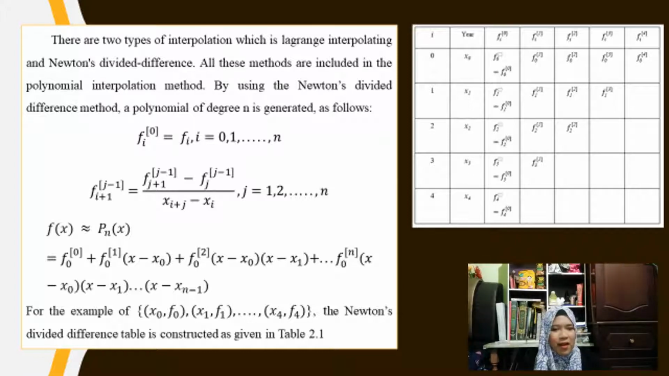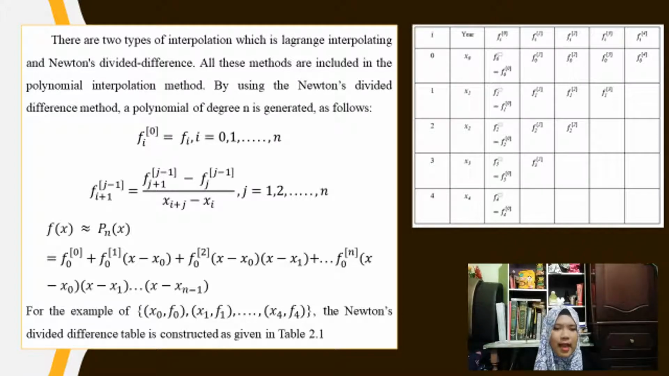For the second equation, we can see f[xj-1, xj] equals f(xj) minus f(xj-1), where j is 1, 2, until n. f(x) equals fn(x) equals f[x0] plus f[x0, x1](x minus x0) plus f[x0, x1, x2](x minus x0)(x minus x1) plus until n.